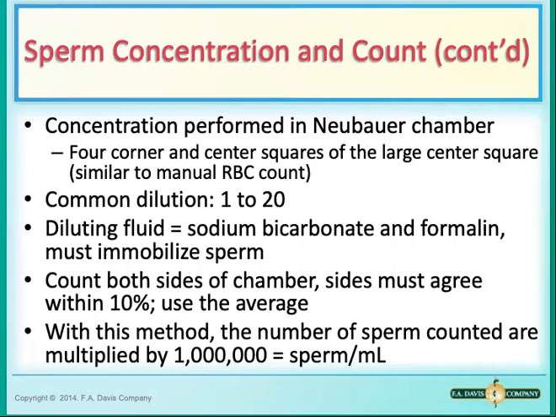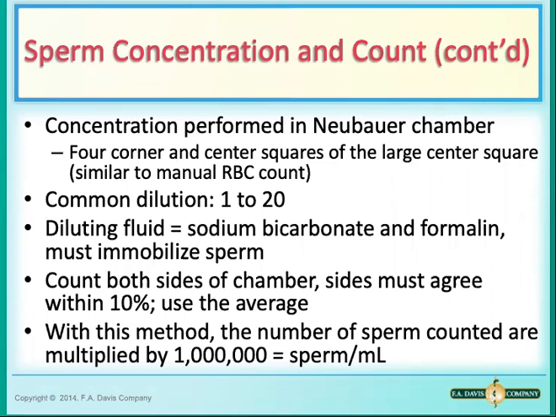So typically, when you perform a semen analysis, you place the diluted sample into the 2 chambers of your Neubauer hemocytometer, and you count the 4 corner squares and the center large square. This is very similar to what we would do if we were to count red blood cells manually in the hematology lab. We do have to do both sides of the hemocytometer. You load both samples, and you allow them to settle for about 3 to 5 minutes. And those 2 counts between the 2 chambers should agree within 10% of one another.